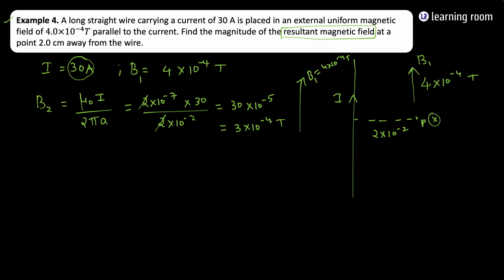Now, since we know that B1 is upward and B2 is inward, when you try to look at it like this, then the resultant magnetic field is going to be equal to root of B1 square plus B2 square according to the parallelogram law of vectors. So what will you get? 3, 4 and 5 are Pythagorean triplets. So you will get 5 into 10 power minus 4. Right? 3, 4 and 5. So this is the answer.